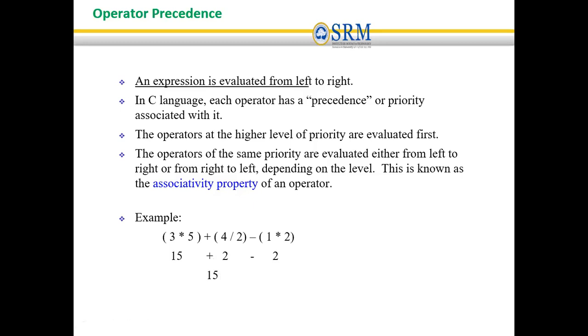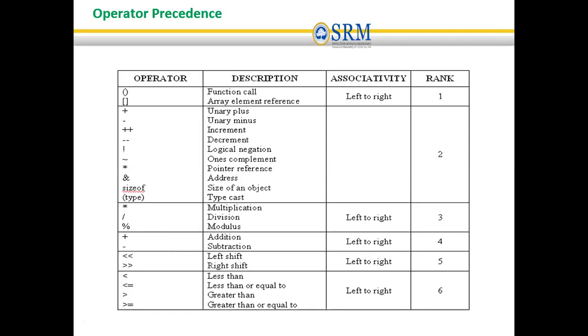There are so many operators available in the C language, each with a rank. Let us take the first operator, bracket and square bracket, which have the first rank. After that come the unary operators: plus, minus, plus plus, minus minus, and then exclamation mark for logical negation, complement, pointer reference, address symbol, sizeof operator, type.